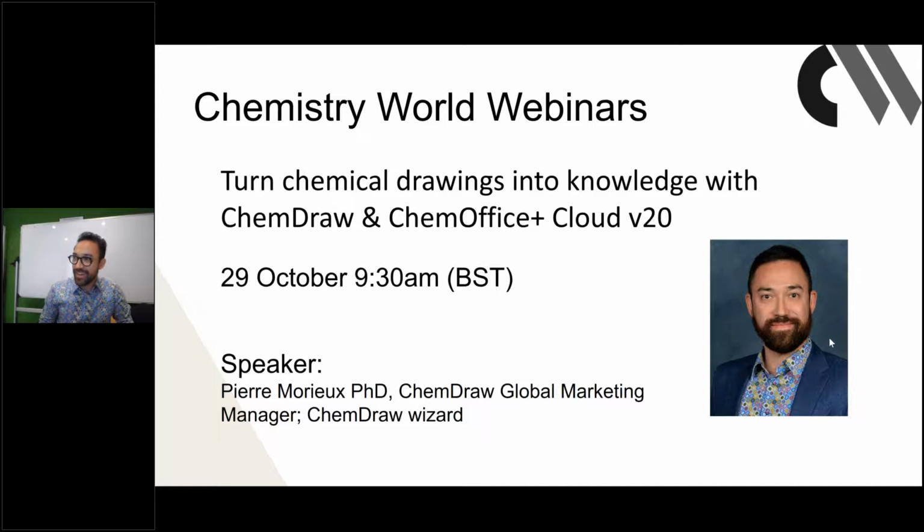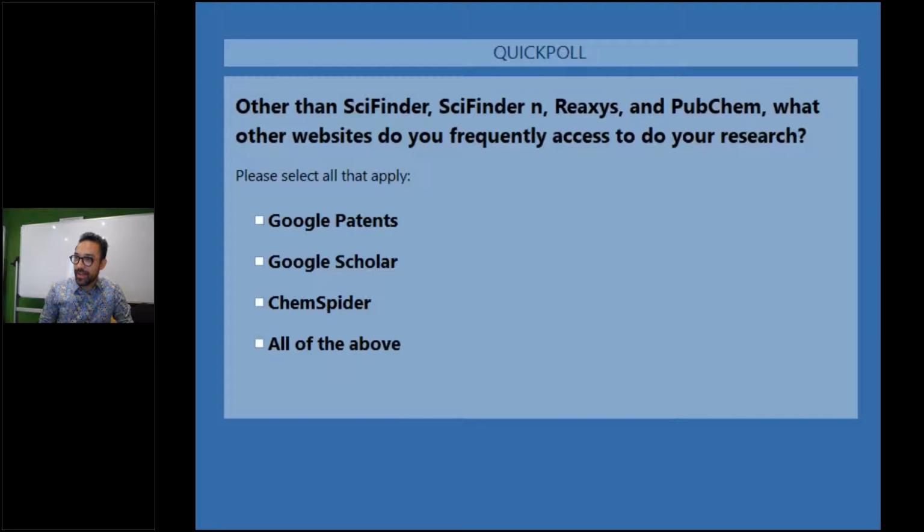But let's just get our final poll up before we go into questions. So here we go. Other than SciFinder, SciFinder N, Reaxys, and PubChem, what other websites do you frequently access to do your research? Are you looking at Google Patents, Google Scholar, ChemSpider, or all of the above? And of course, if there's something that you use very regularly that you think we should know about, then get that in the questions as well.